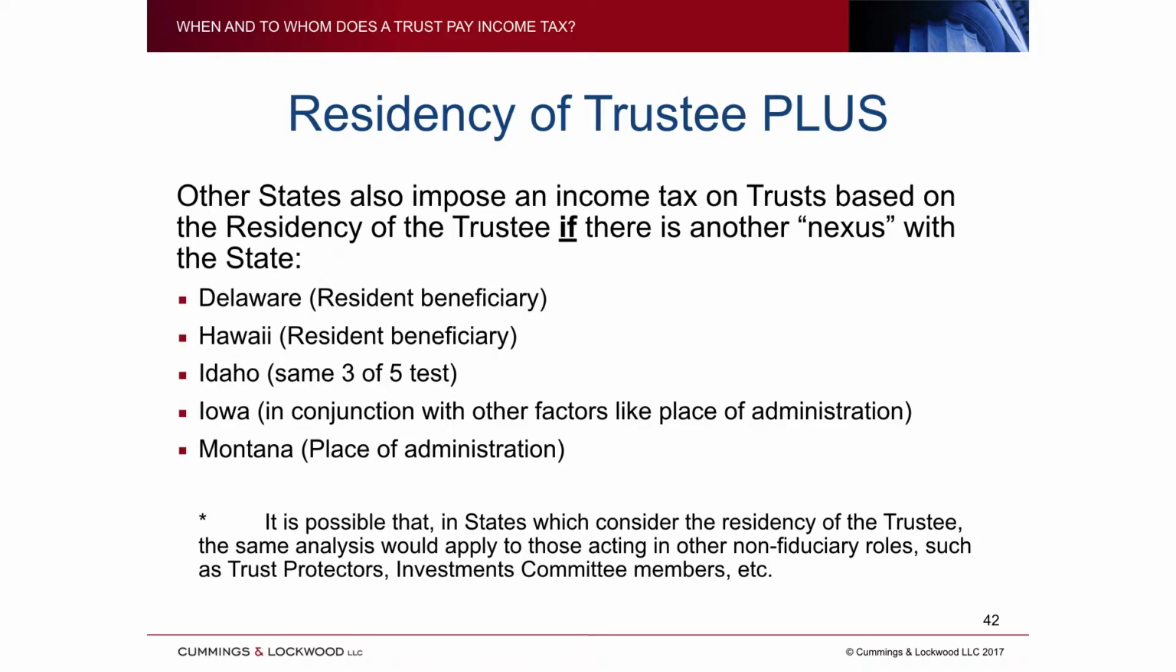Some states require not just that the trustee live there, but that there be another nexus to the state. There's Idaho again. But there's also Montana, which is an interesting one because they require that the place of administration also be in Montana. So you could have a trustee who lives in Montana, but if that trustee really isn't active in administering the trust, and the trust is actively administered in another state by a different trustee, and that state does not tax trusts based on where the trustee resides, you can avoid Montana tax by having that other trustee do the administration of that trust, principally.